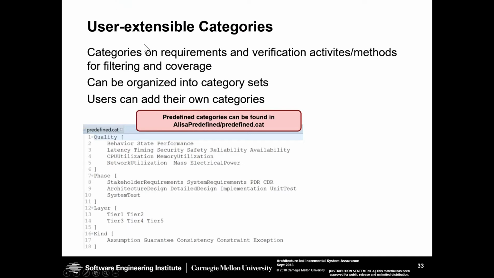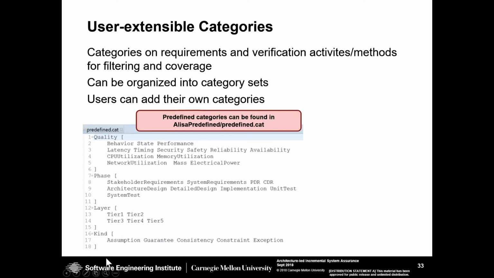One of the things we have is the ability to categorize requirements and verification activities. The idea behind it is we can do filtering, and we can, for example, specify development phases. So if you walk into a PDR or CDR, we can now produce an assurance case specific for what's expected for a PDR or CDR. Or we can have filtering in the sense of dealing with just weights or dealing with just performance and security.